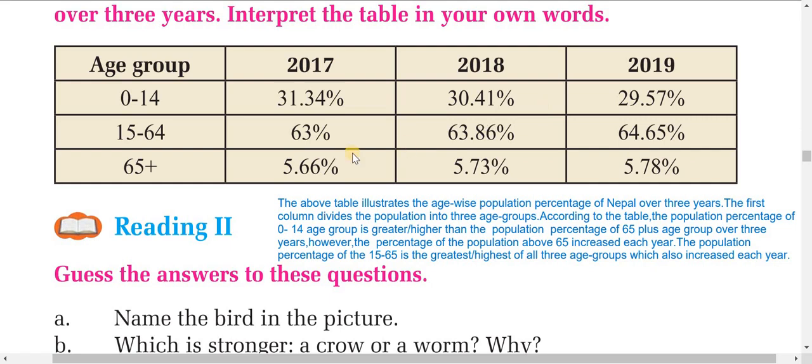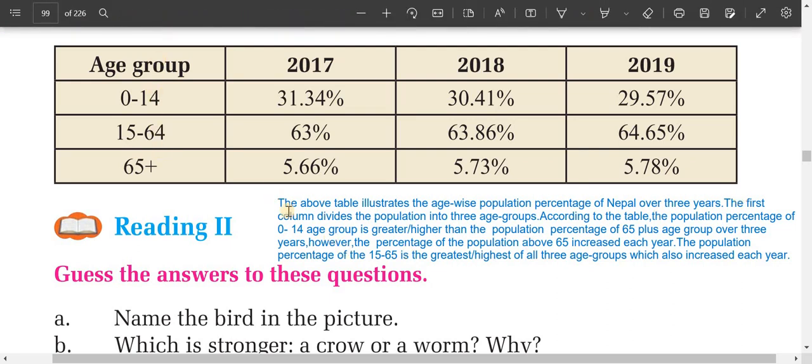Now in this way, let's look at the model. The above table illustrates the age-wise population percentage of Nepal over 3 years. This is already given in the question, so let's do the same. The above table illustrates, means shows, the age-wise population percentage of Nepal over 3 years. The first column, okay, this is the first column. The first column divides the population into 3 age groups. So we see 3 age groups here, and I have made it short.